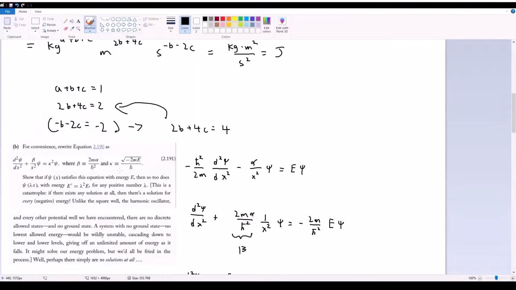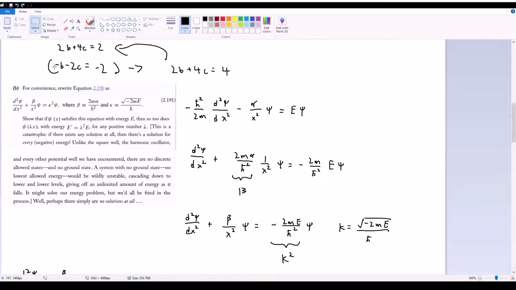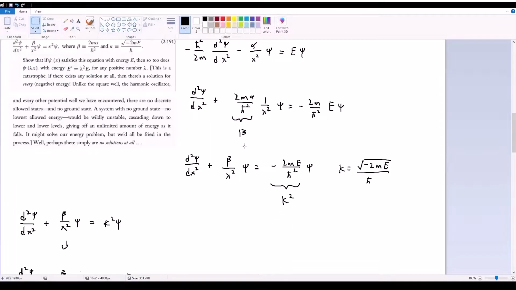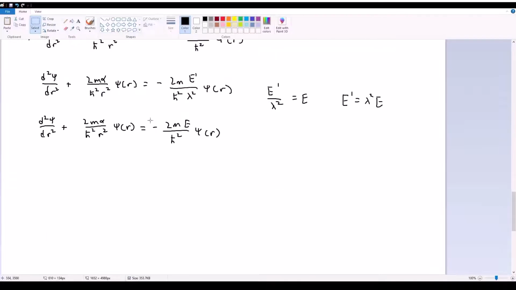And if we compare this to the equation we have above, let's just bring that one down. Let's rewrite it over here as this, and I'll copy it down. And if we compare these side by side, the first term is the exact same. The middle term is the exact same, 2m alpha over h bar squared, r squared, and x squared, respectively. And the back term, negative 2me over h bar squared, that's also the exact same.